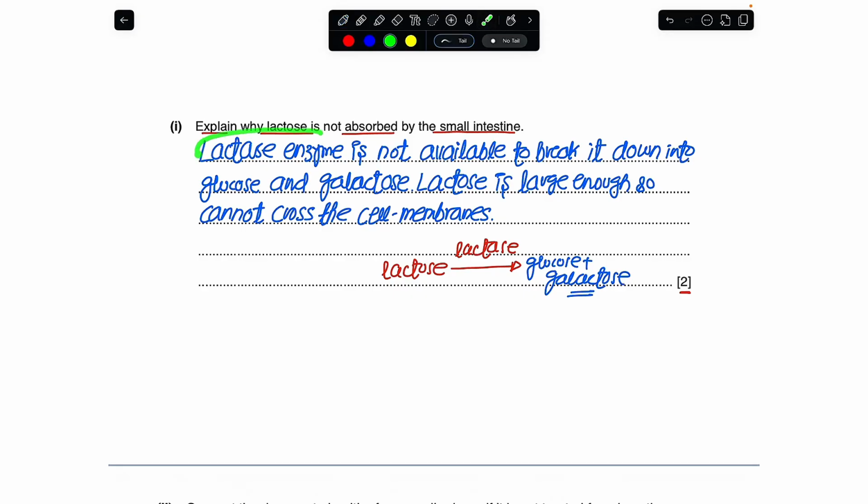You would say that the lactase enzyme is not available to break it down into glucose and galactose, and lactose, as a double sugar, is large enough that, without being broken down, it cannot cross the cell membranes.